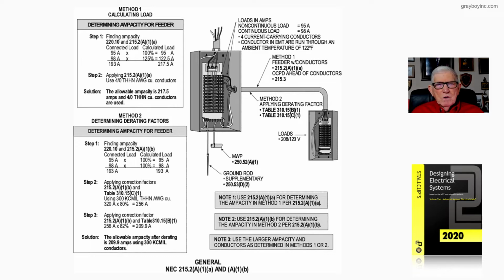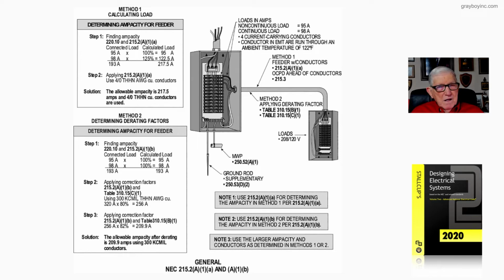So note 2, we apply 215.2A1A, so that would reference us over to table 310.16, and it would take a 4-aught, good for 230 amps in the 75 degree column, to handle 217.5. Now you remember, 110.14C1 little b says anytime the load is over 100 amps, you're automatically 75 degree terminals. So it'd be a 4-aught in the solution.